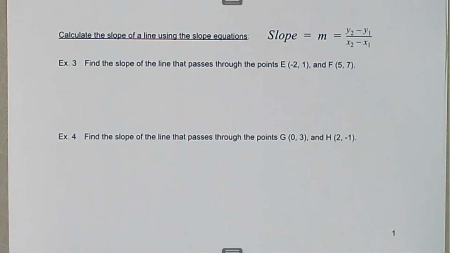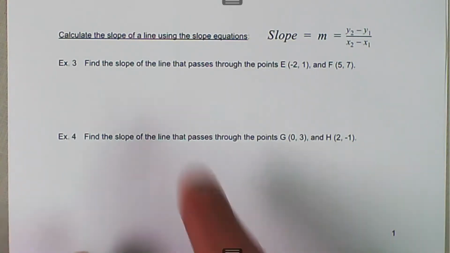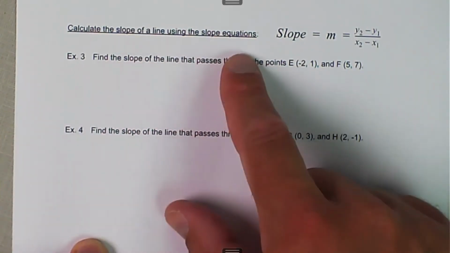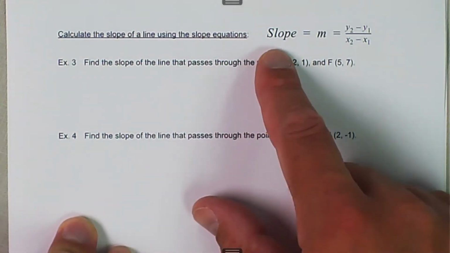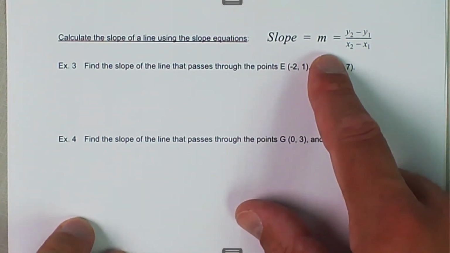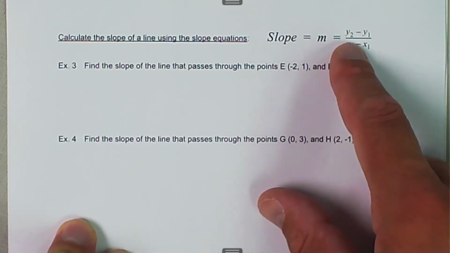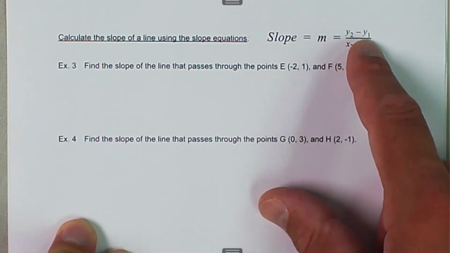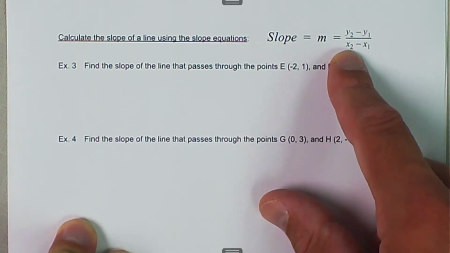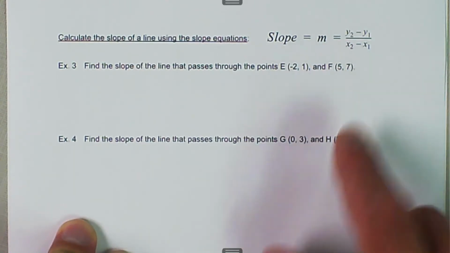We were talking about slopes of lines and equations of lines, and one thing that we need to be able to do is calculate the slope of a line using the slope equation. And we have the equation for slope. Remember, slope is represented by m, and then the equation is y sub 2 minus y sub 1 over x sub 2 minus x sub 1.